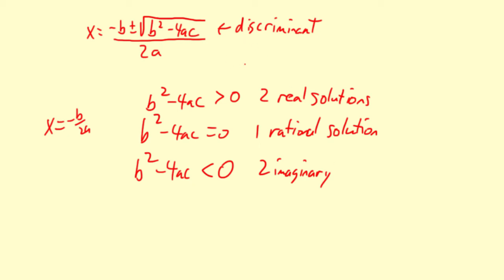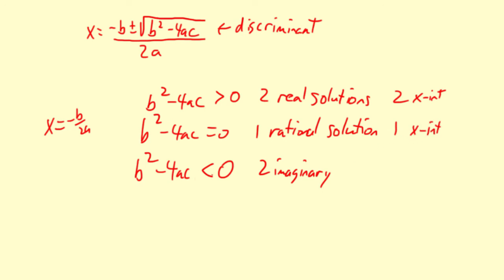You can also use the discriminant for quadratic functions. You can tell how many x-intercepts you're going to have. If the discriminant is positive, you're going to have two x-intercepts. If the discriminant is 0, you're going to have one x-intercept. And in fact, that means the vertex is going to be right on the x-axis.